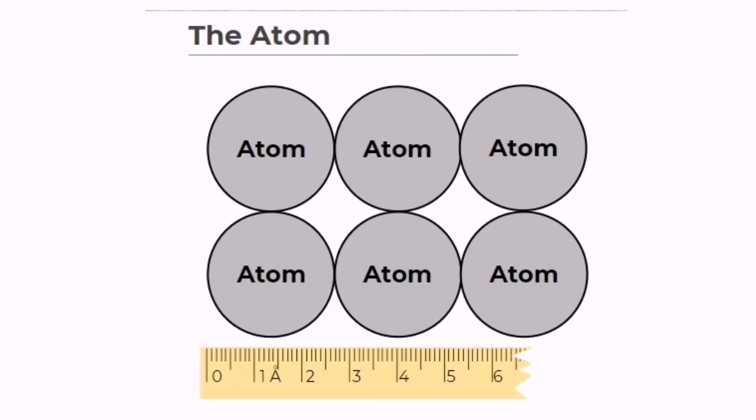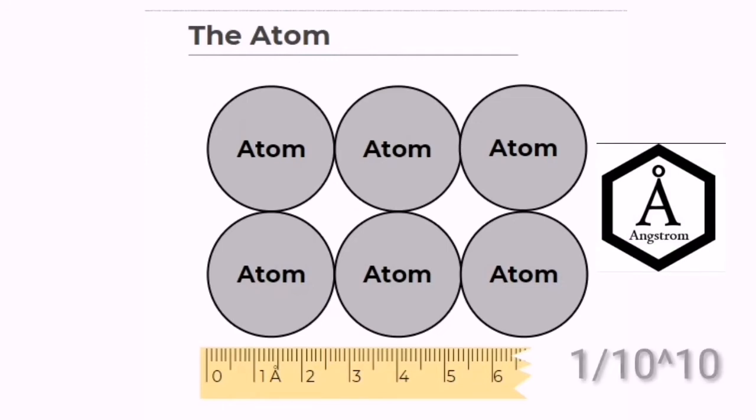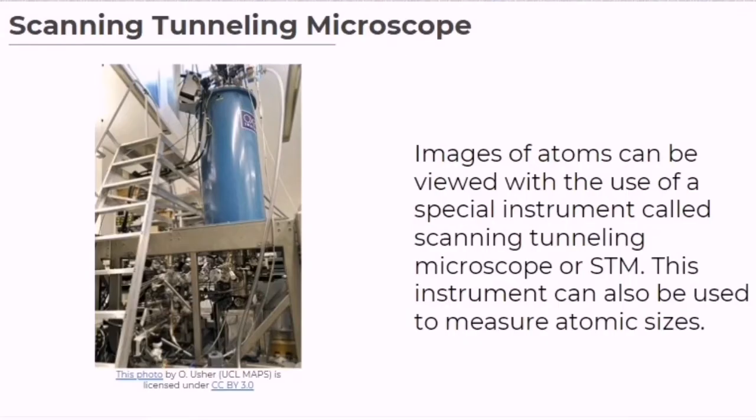Atoms are so tiny that they cannot be seen by our naked eye. In fact, the size of each atom can be expressed in angstrom, which is 1 over 10 raised to the power of 10 of a meter. Images of atoms can be viewed with the use of a special instrument called scanning tunneling microscope, or STM. This instrument can also be used to measure atomic sizes.